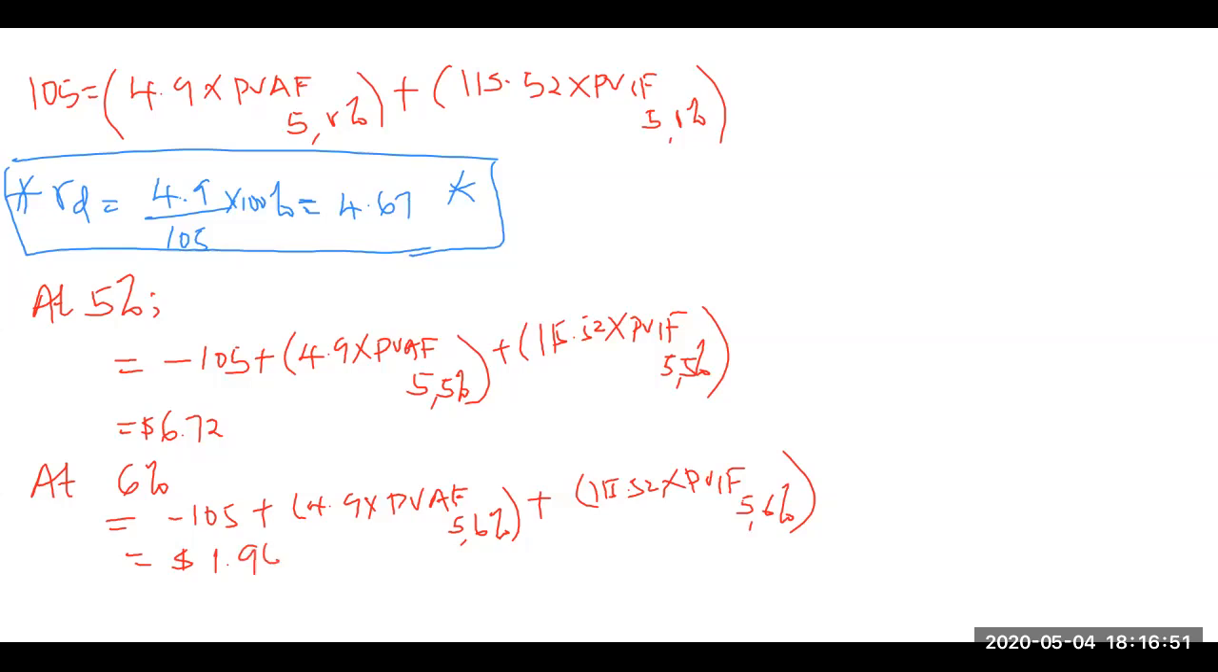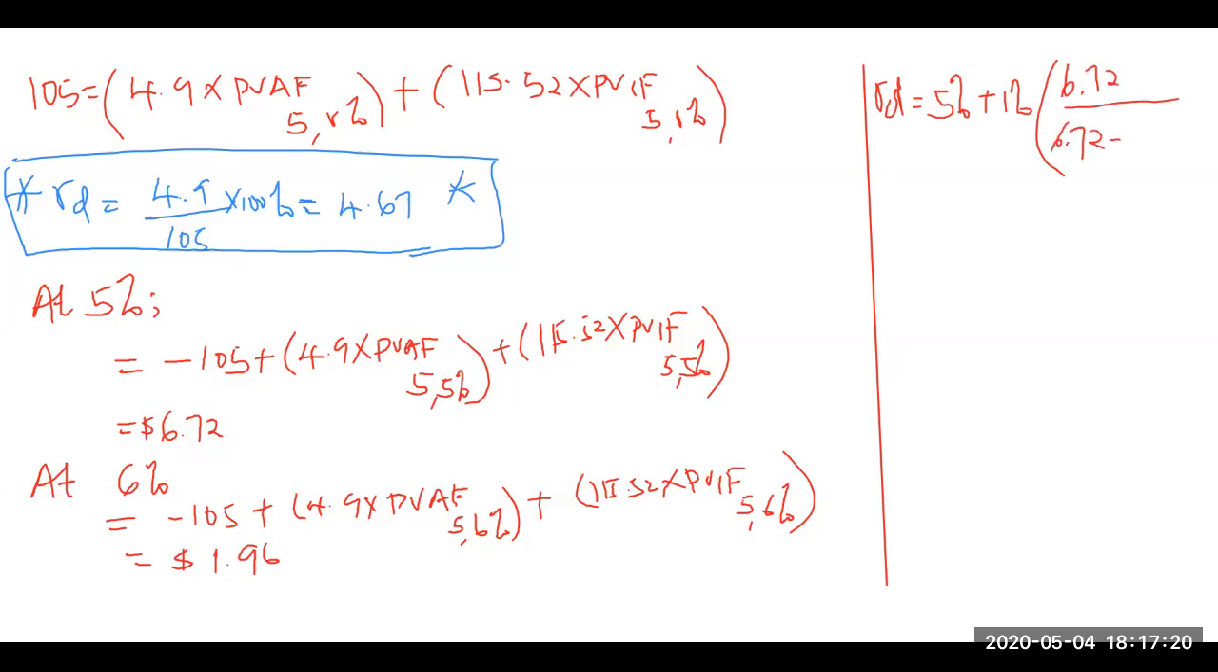1.96. Now, having done those two, you can now be able to apply the IRR formula. Very simply, you're going to say that the RD, the cost of this debt, will be equal to 5%, plus the difference between 5 and 6, equal to 1%, times the value at 5%, 6.72, divided by 6.72 minus the value at 6%, 1.96. That therefore gives us our estimated cost of this debt, which is how much?